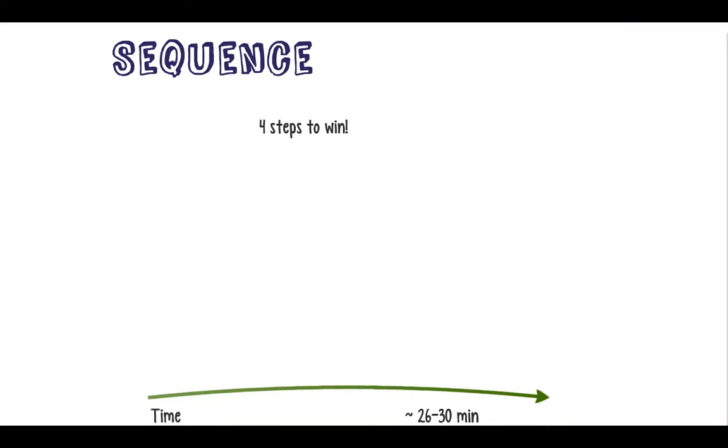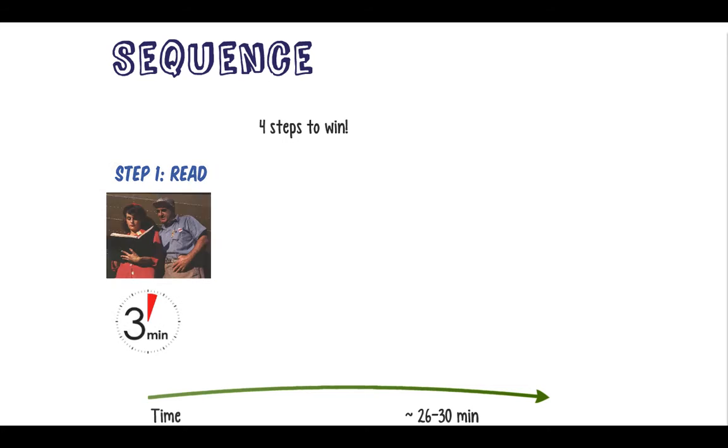First of all, let's talk about the sequence. There's basically 4 steps that you need to be careful of doing in that order and making sure that you understand where you are in the sequence so that you don't make any kind of crazy mistakes, right? Okay, first you're going to read. It's going to be 3 minutes, an academic topic.